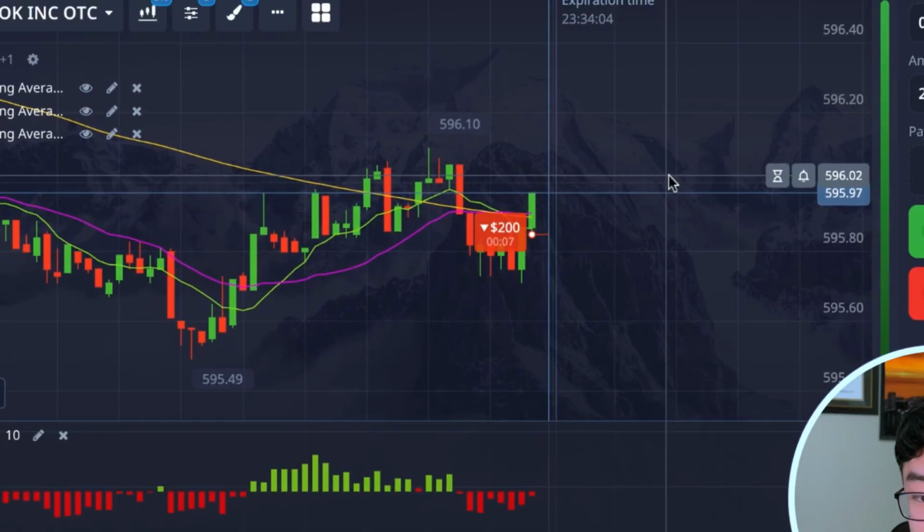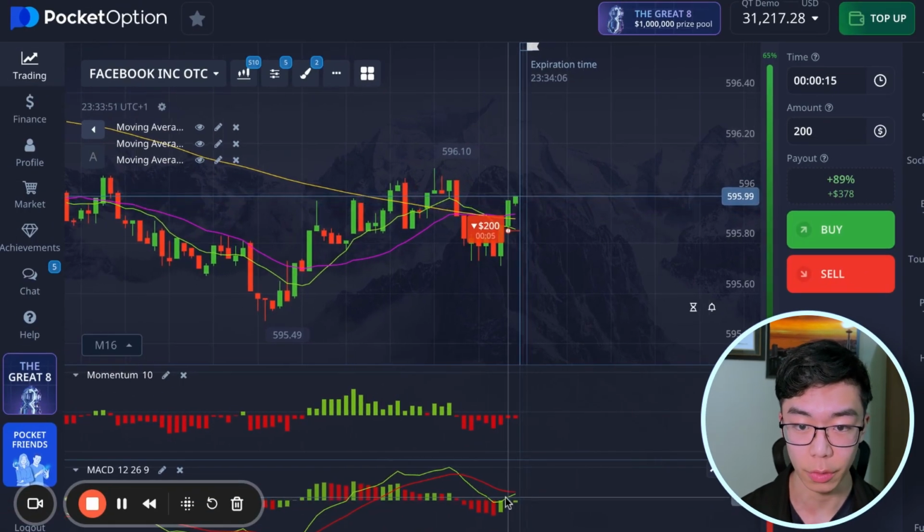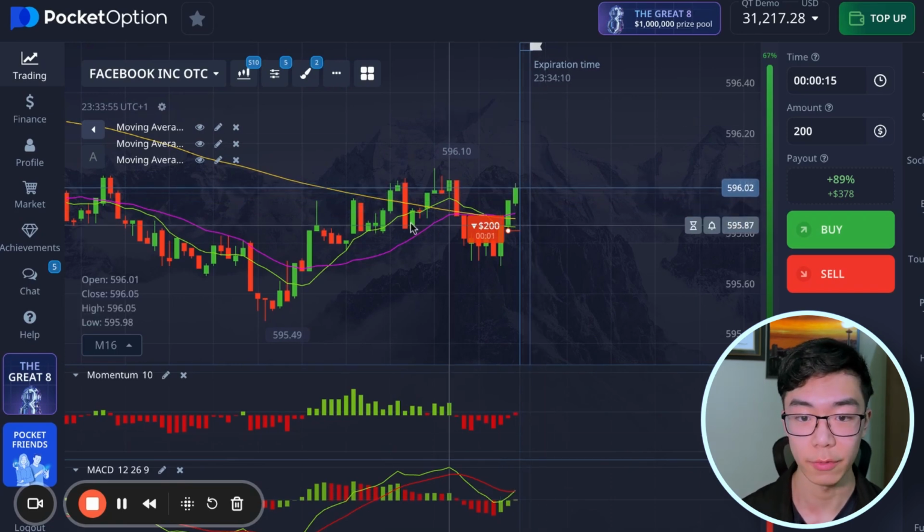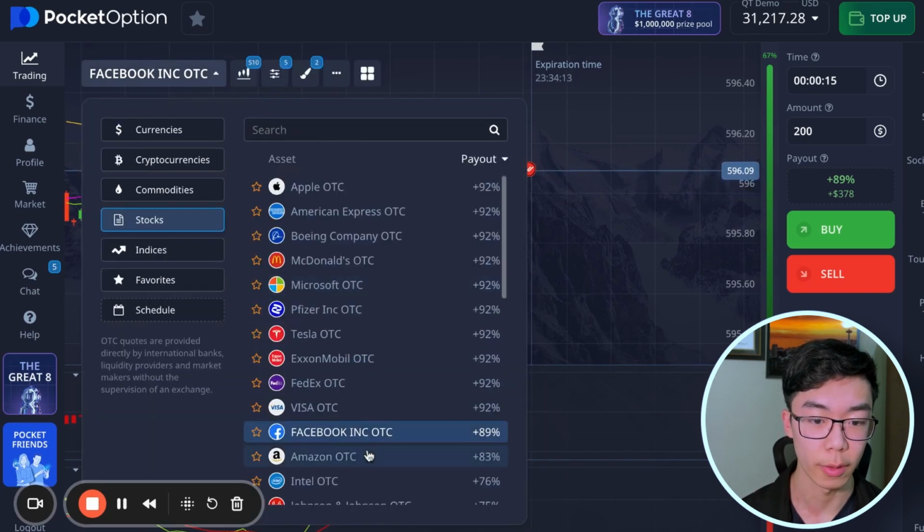So this is a little bit more of a risky trade because it's kind of going up right here on the MACD momentum here. So we're probably going to lose this trade, but that's fine. Let's go to a different one right here.